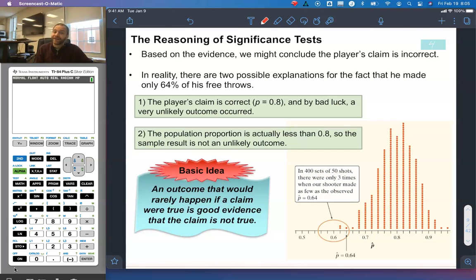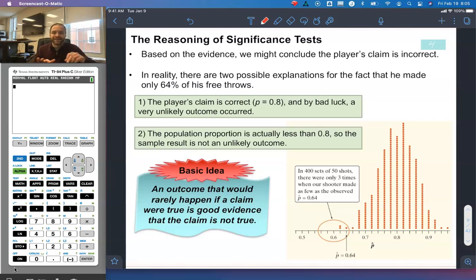Now, the other thing is that the population proportion, what he said, that he was an 80% free throw shooter, is actually less than that. And so our result was not likely to occur. It says our result is not an unlikely outcome.